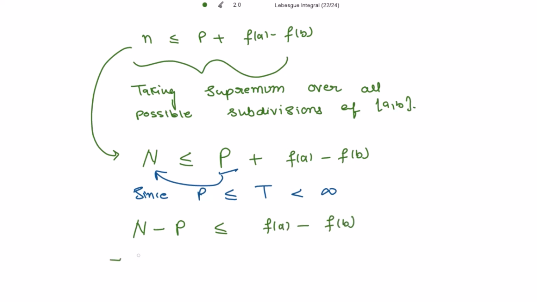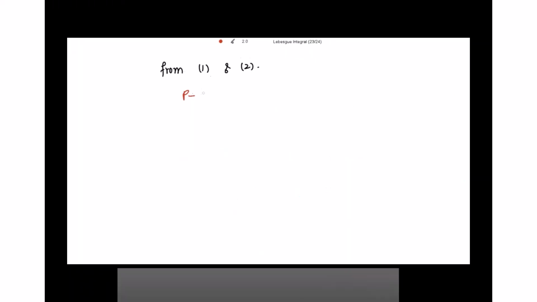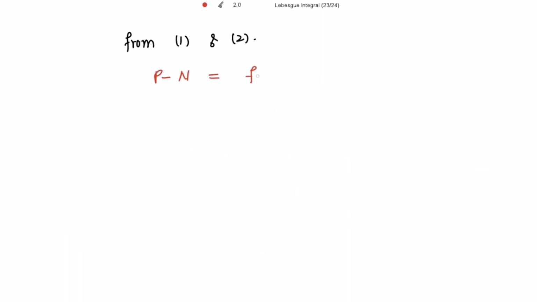Or if I take the minus common, I get P minus N inside the bracket less than or equal to, also taking negative common from this, f(b) minus f(a) in the bracket. And if you cancel these negative signs, you get P minus N greater than or equal to f(b) minus f(a). Please mark this as 2. And from 1 and 2 we get P minus N equal to f(b) minus f(a). Here we have proved the first result.